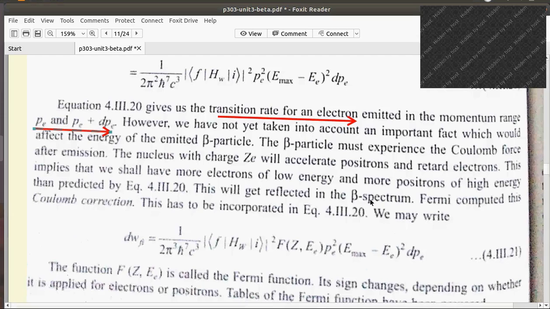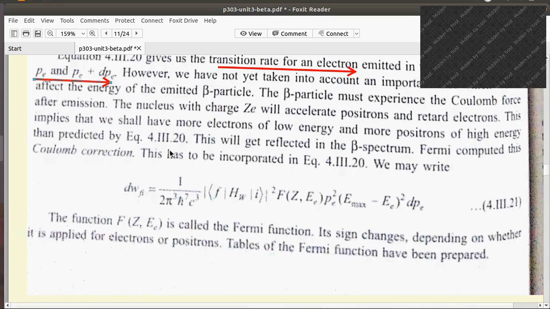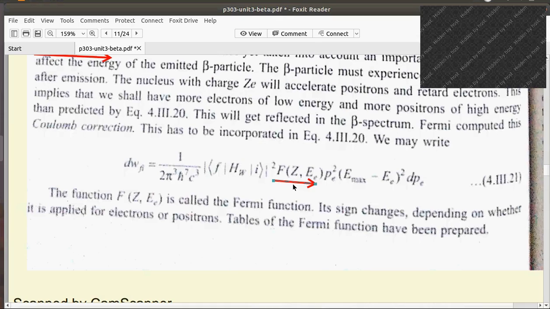This will get reflected in the beta spectrum. Fermi computed this Coulomb correction. This has to be incorporated into the equation. We may write it as F(Z,E). This part is added into the equation. This is a Coulomb correction that takes place, because after emission only the Coulomb force will take place.